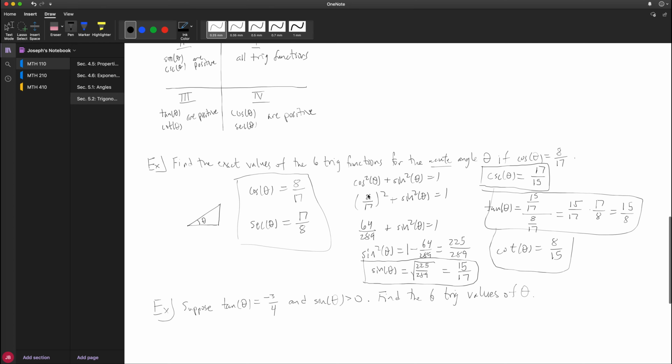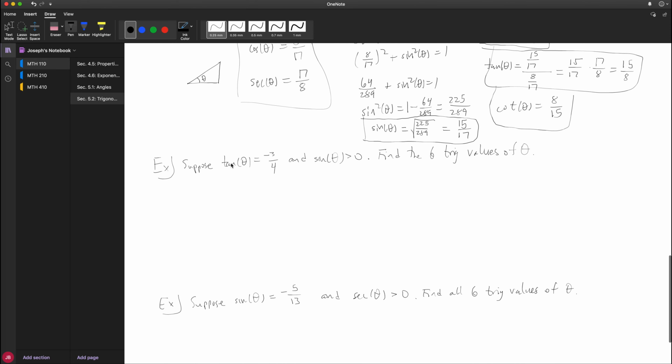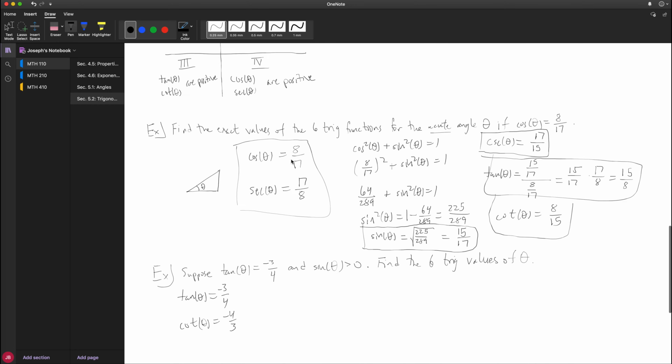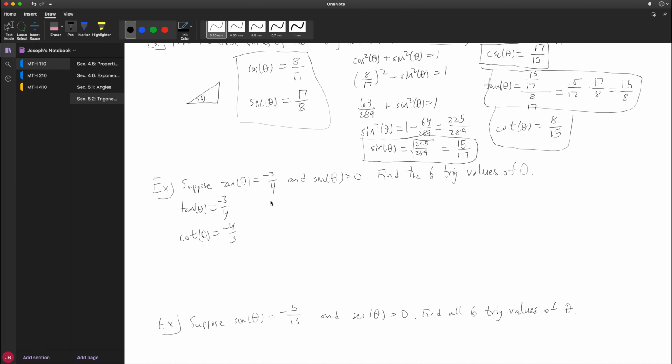Now, let's change things around a little bit. So now what we're going to have is tangent theta is minus 3/4, which automatically tells me that cotangent theta is minus 4/3, right? But now the sine of theta is positive. So what we need to find, let's look up here, find the quadrant where tangent is negative but sine is positive. I think that's quadrant 2, right? Well, let's write that down. We know theta must be in quadrant 2.